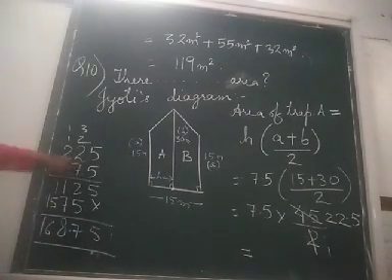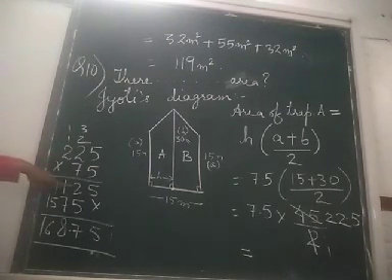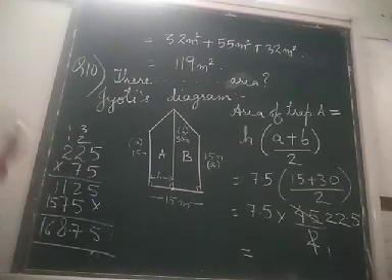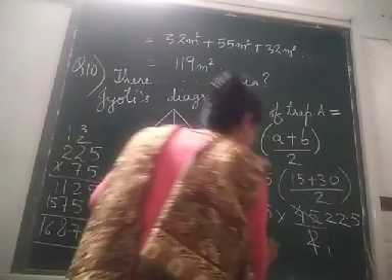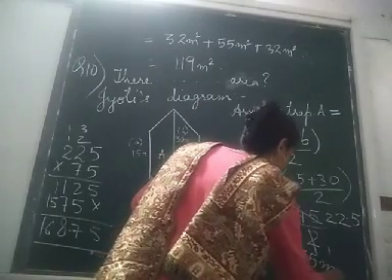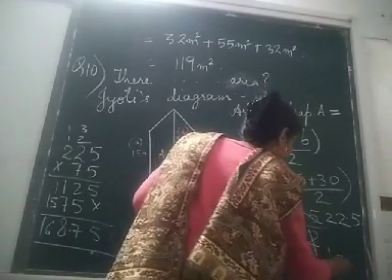Once let me check children. 5 5s are 25, 5 2s are 10, 11, 12, 5 2s are 10, 11. 7 5s are 35, 7 2s are 14, 15, 16, 17, 7 2s are 14, 15, 5, 7, 8, 6, 1. 168.75. This is meter square.